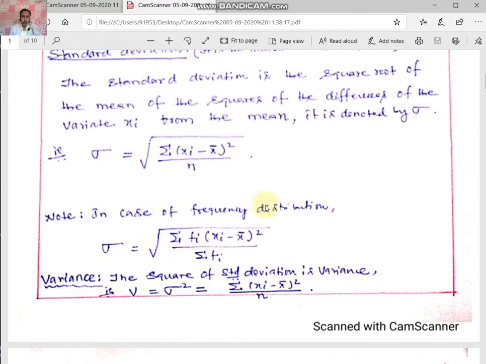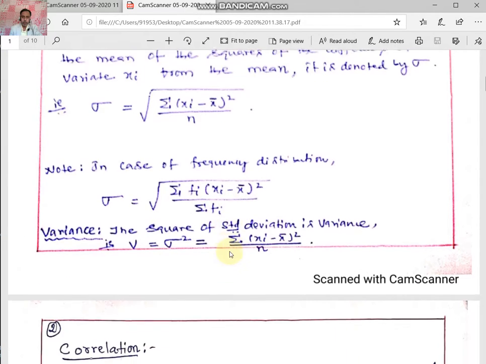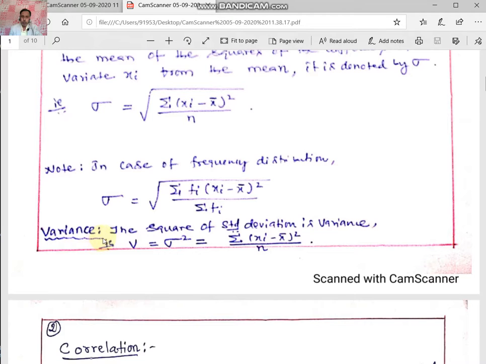And in case of a frequency distribution, the standard deviation is written as square root of sigma fi into xi minus x bar whole square divided by sigma fi. Then variance. Variance is defined as the square of the standard deviation. That is, the standard deviation was sigma, square it, the root sign will be cancelled, therefore it is sigma xi minus x bar whole square by n. It is denoted by sigma square or v.